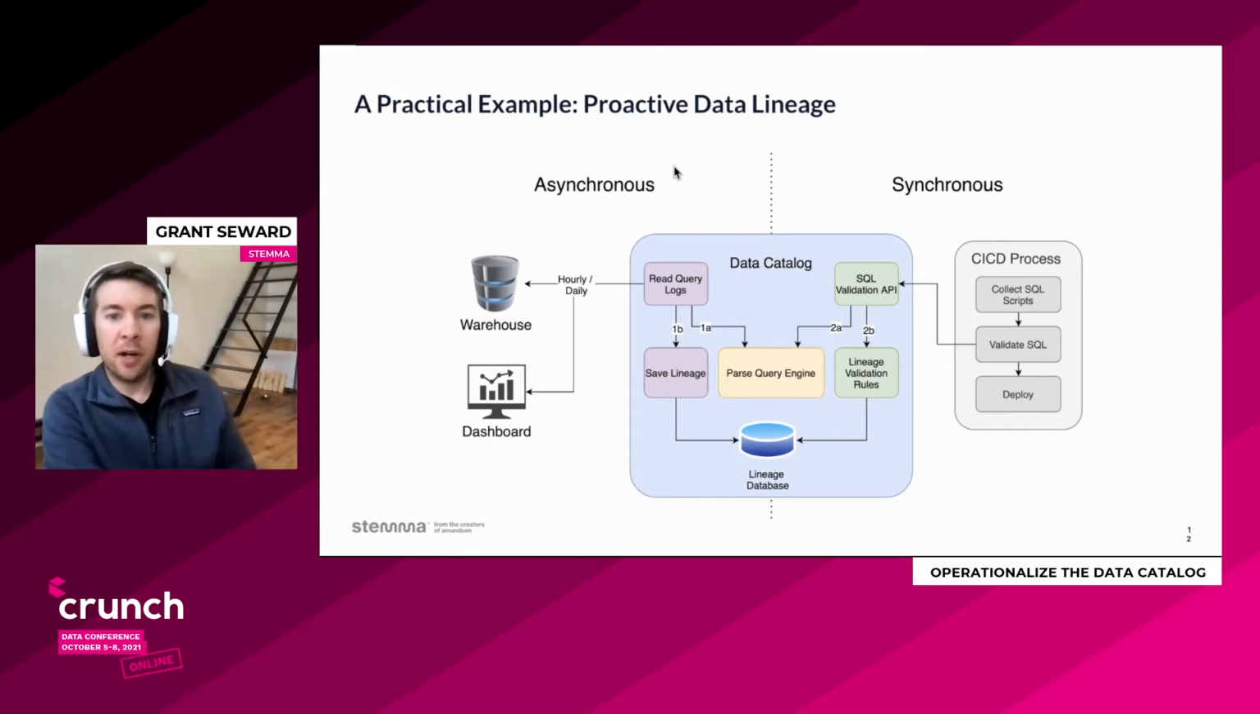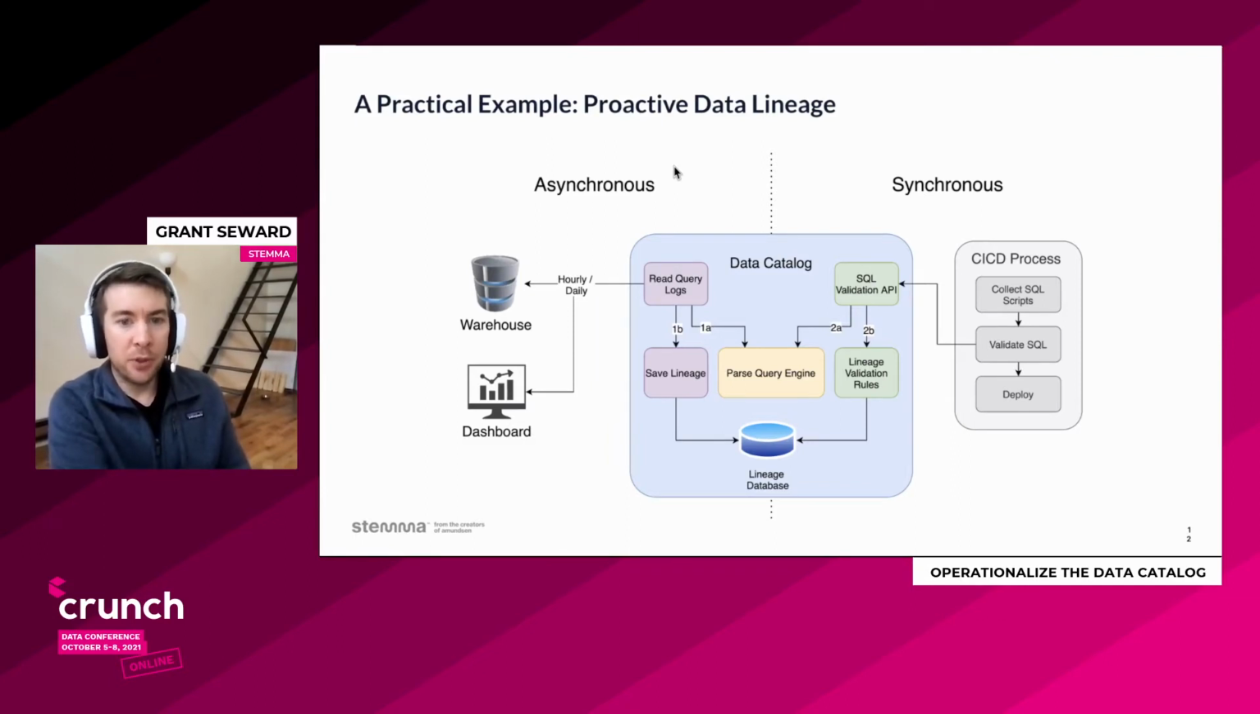This high-level process architecture describes what a proactive approach and a reactive approach combined together would look like. It's really a tale of two sides of the same coin. On the left, we utilize the approach where we read SQL logs from the warehouse and BI tools on a set cadence. Those logs are then parsed and the lineage is saved within the lineage database. Using this approach, we get a really nice picture of what is actually happening within our data ecosystem.